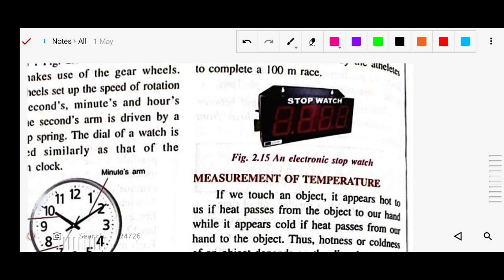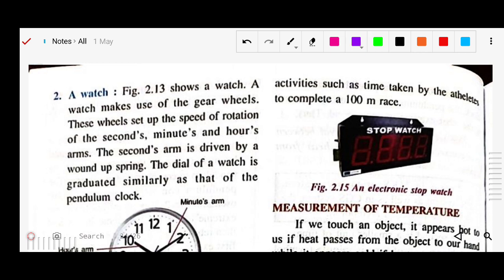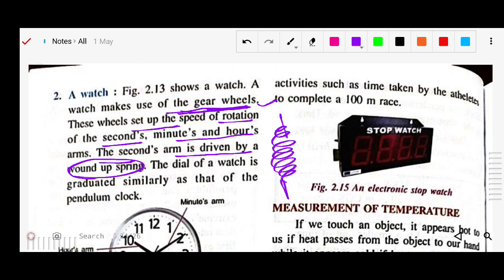So the next type of clock that we'll see is the watch. That is a different type. Here there is no pendulum, but what are the mechanisms, what are the machines that are there? In there you will see gear wheels. A watch is made of gear wheels. These wheels set the speed of rotation of the seconds, minute and hour hands. The second hand is driven by a spring. Inside there is a spring that is tightly wound up, to give the power to move the hour and second hands.